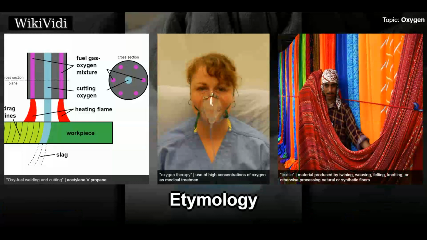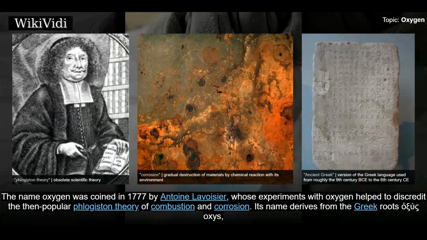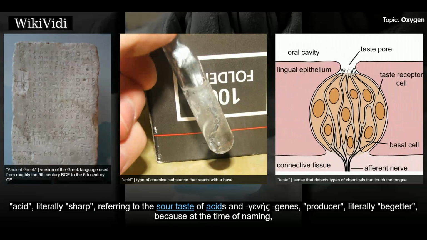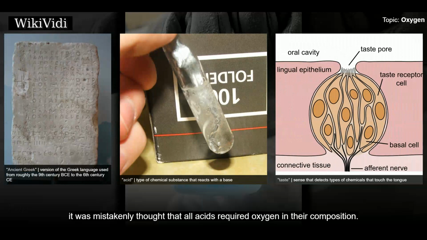Etymology. The name oxygen was coined in 1777 by Antoine Lavoisier, whose experiments with oxygen helped to discredit the then popular phlogiston theory of combustion and corrosion. Its name derives from the Greek roots oxys, acid, literally sharp, referring to the sour taste of acids, and genes, producer, literally begetter, because at the time of naming, it was mistakenly thought that all acids required oxygen in their composition.